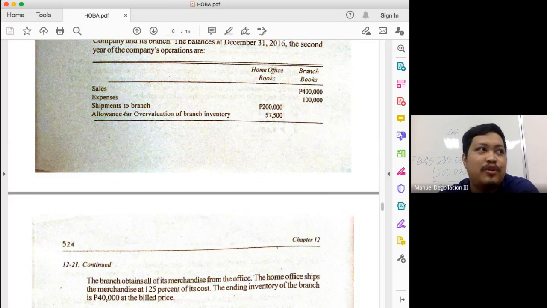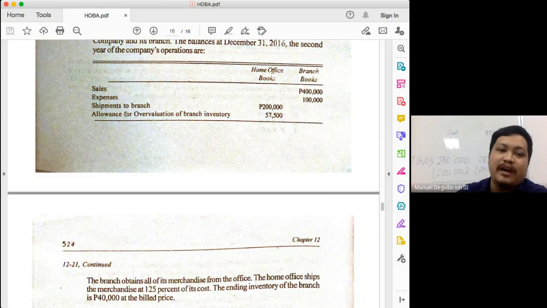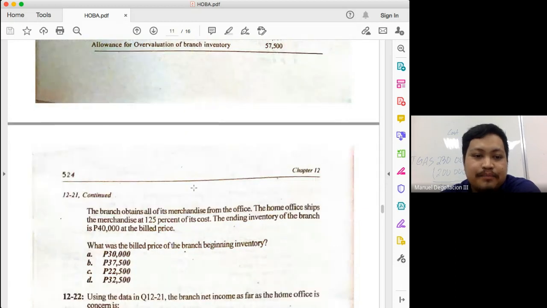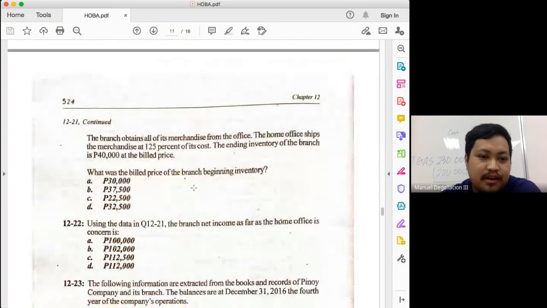And you have to be careful because the 30,000 is still the beginning inventory at cost. But what are we being asked? We are asked for the beginning inventory at bill price. So you have already solved for the cost of the beginning inventory, which is 30,000. You already have the markup in the beginning, which is 7,500. You just add 30,000 and 7,500, or you multiply 30,000 with 125%. You will arrive at 37,500.